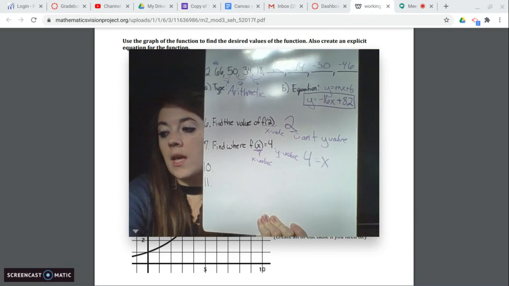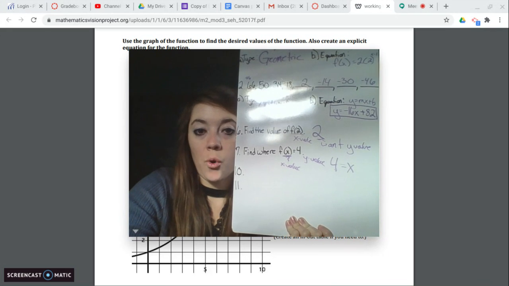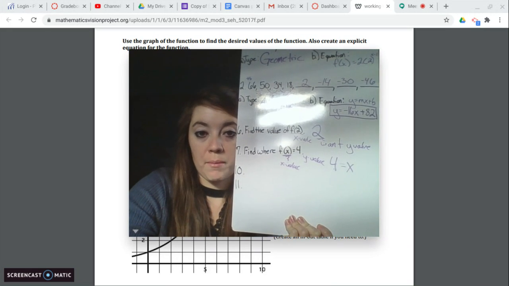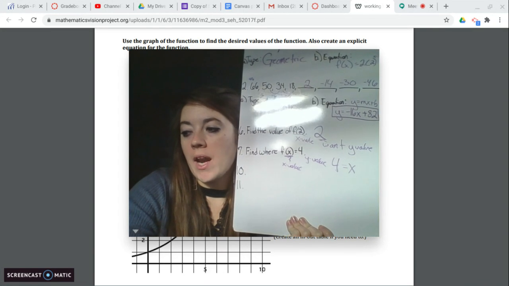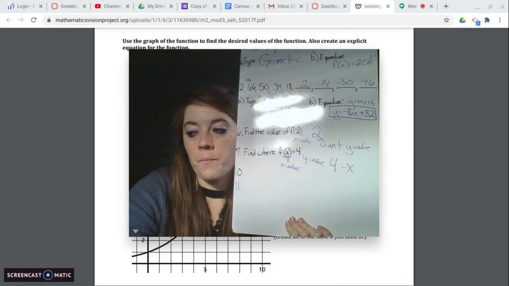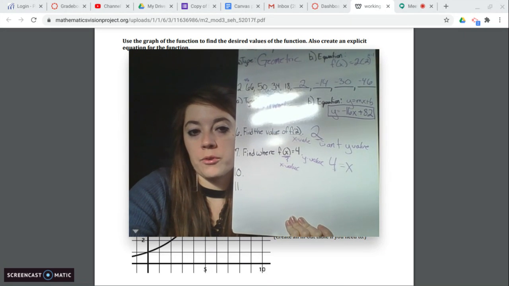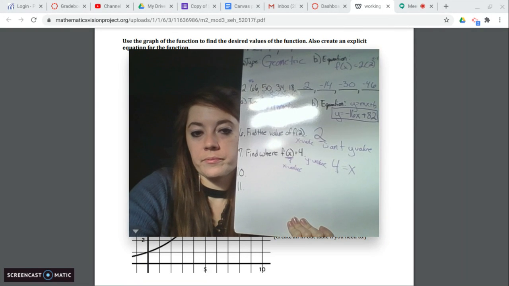Now, you're going to do the same thing for 8 and 9. Careful, it's not always going to give you the same value every time. It worked out that way for now, but it won't always do that. So on 8, you're going to go to where x is 6, find your y value. Then for 9, you're going to go to where y is 16 and find your x value.